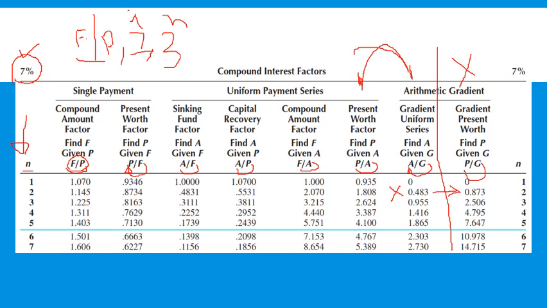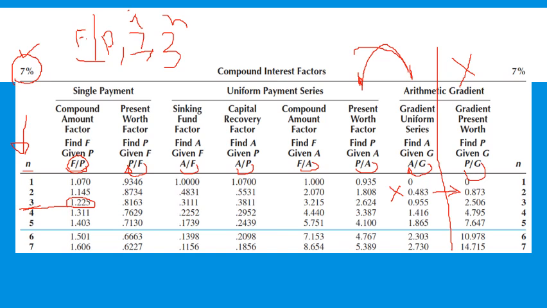N is 3, where is that n equal to 3? I have to search it here. So 3 is here. Which is the ratio given? F by P comma 7 comma 3. Where is that F by P? F by P is here. So I have to get this value 1.225. It is as simple as that.